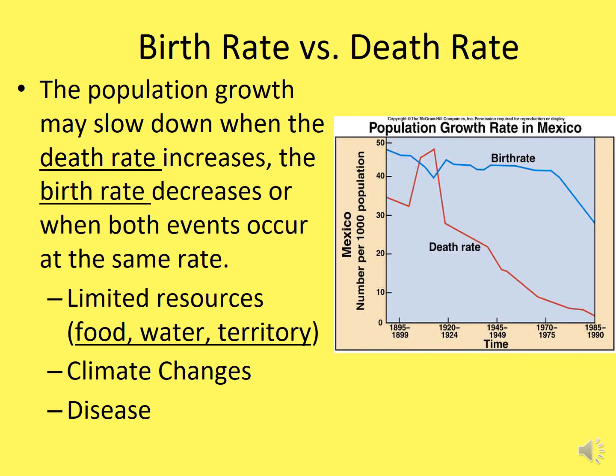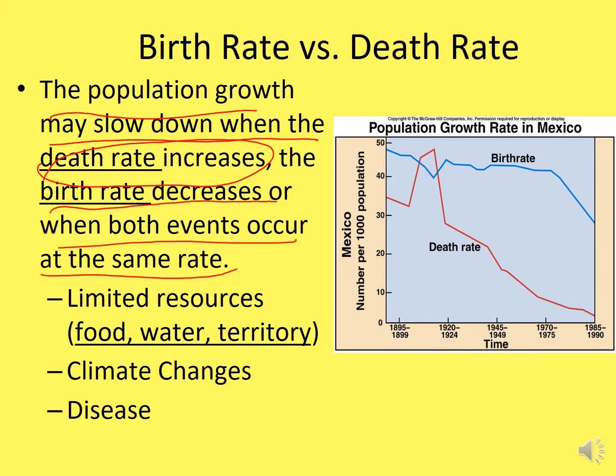So, birth rate versus death rate. In my last video we talked about it, especially with the predator and prey relationships. The population growth may slow down when the death rate increases. So the more deaths we have, the population is going to kind of stand still for a moment. But the birth rate decreases when both events occur at the same time. Look here: as the death rate went down, the birth rate went down too. It's not as fast as the death rate, but it did go down.